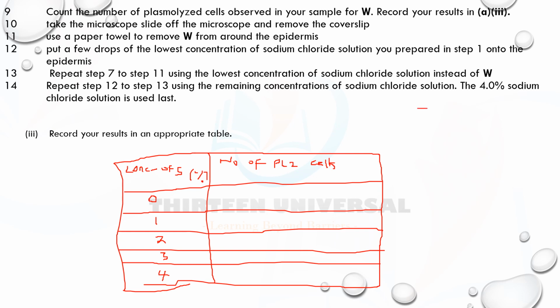Now remember that when you view your slide, check the number of plasmolyzed cells. Of course, a normal plant cell looks like this, you know it. Pardon my drawing tool. Normal plant cells appear like this. But when it is plasmolyzed, it could appear like this. Let's see possible ways this cell can appear. Plasmolyzed cell.